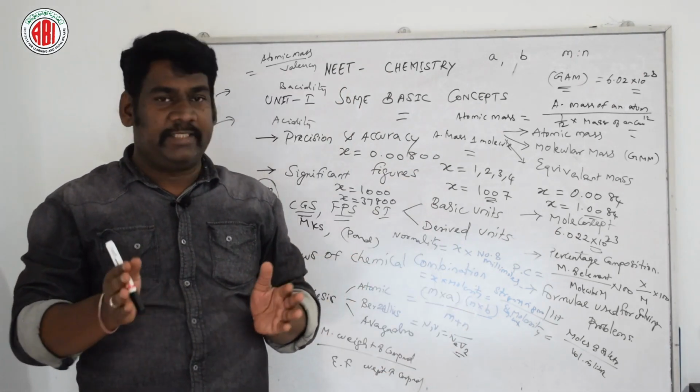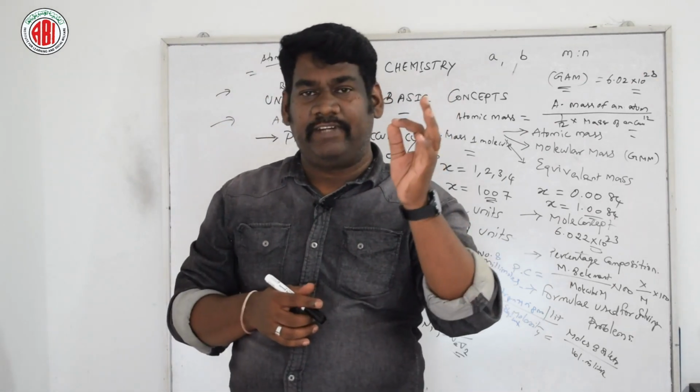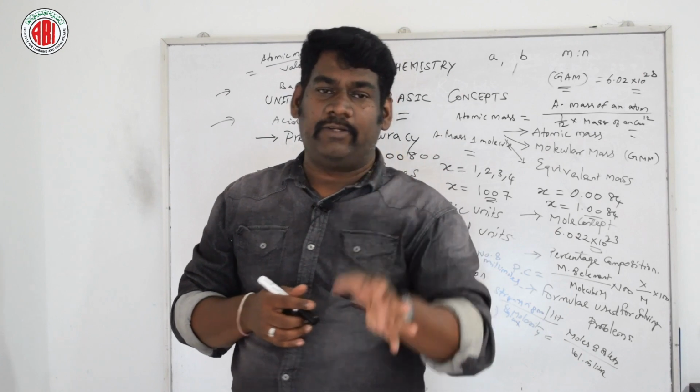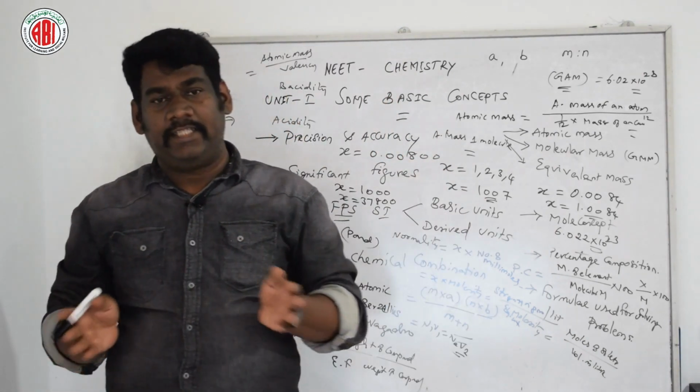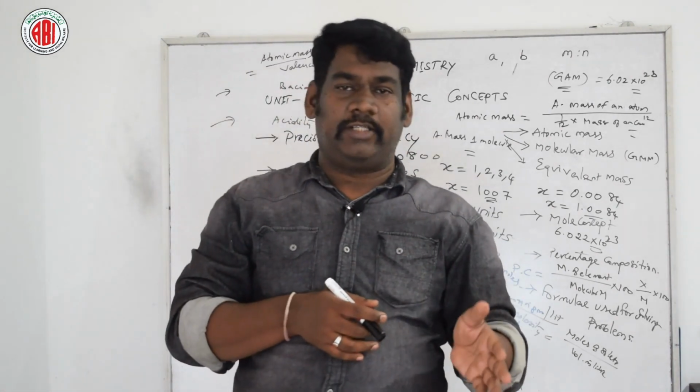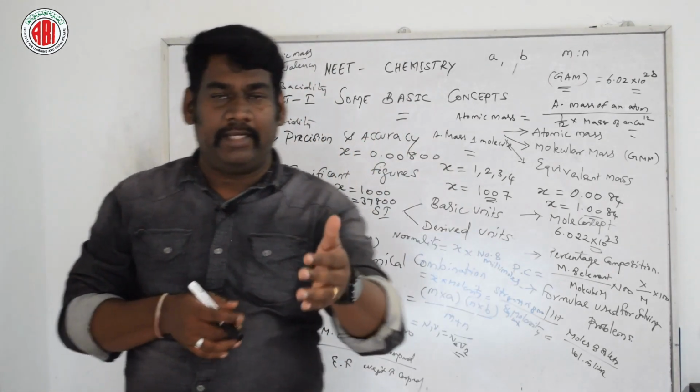The formula is very simple. The weight of the solute given in gram and the weight of the solution also given in gram, into 100 for weight by weight percentage. And for volume percentage, again the volume of the solute by the volume of the solution, both given in ml, into 100.